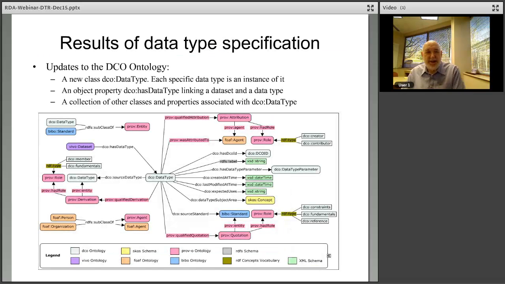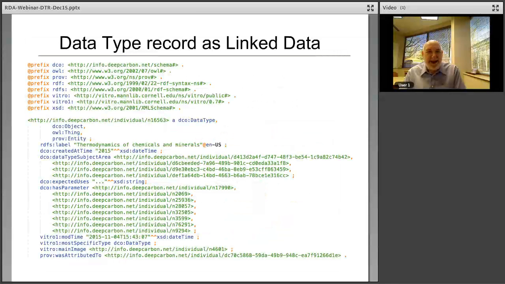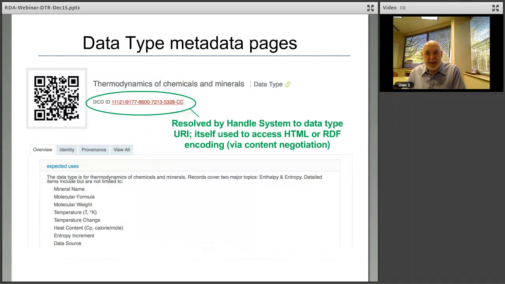They've updated their ontology. This little eye chart here shows where data type lives, showing this just to show that they have a complete ontology that includes data type. And they export it as linked data. So this is a linked data type record for a data type, which is thermodynamics of chemicals and minerals, as you can see in the middle of this record. The data types get identifiers, that DCO ID 11121 and a long string, that's a handle that resolves to the type for thermodynamics of chemicals and minerals, and that last list there at the bottom is the elements they record, and the way in which they record it is standard.